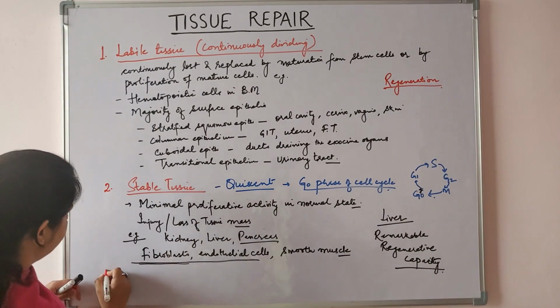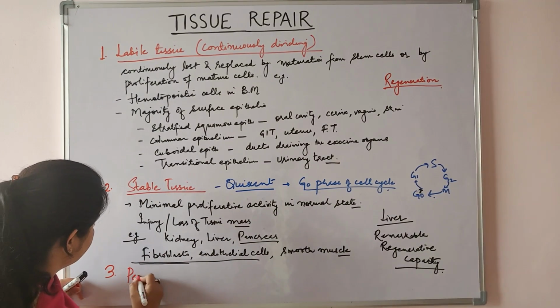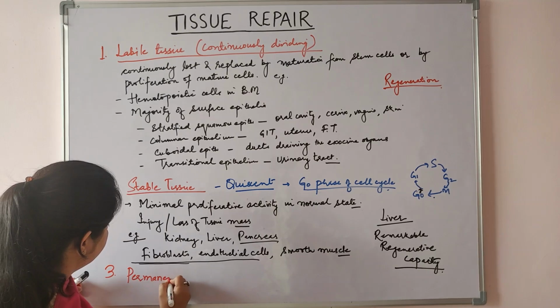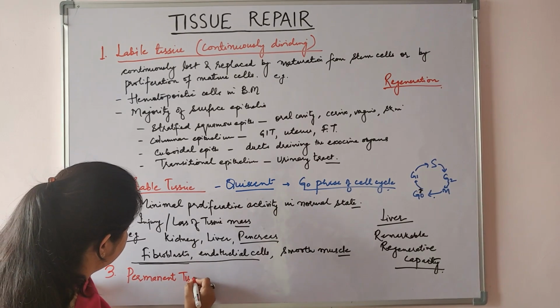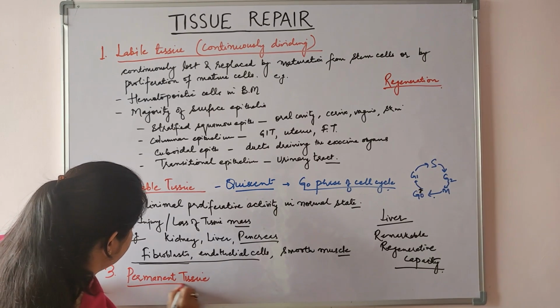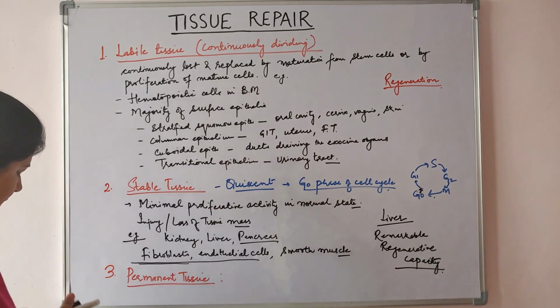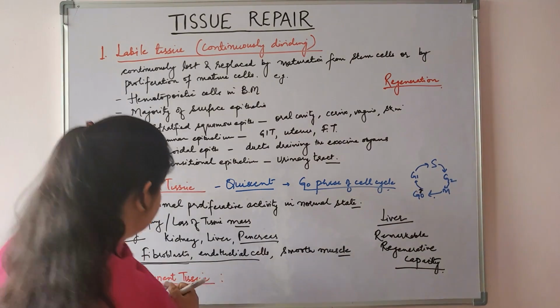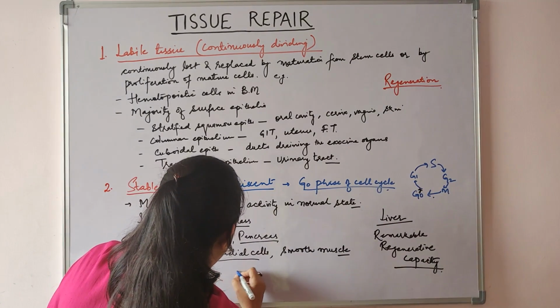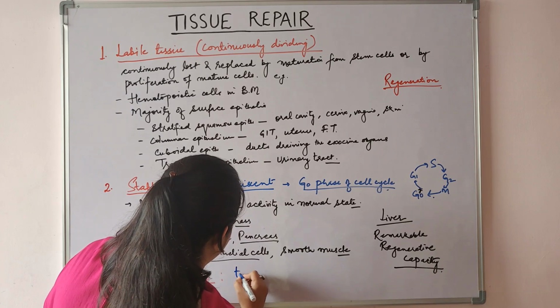Third is permanent tissue. The cells in these tissues are terminally differentiated.